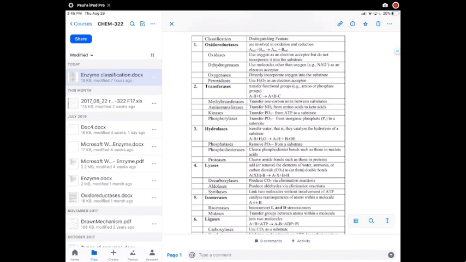Now, the examples under these, I gave you 4 for the oxidoreductases. There's not just 4, there's like 22. And each one of those has subclasses under that.